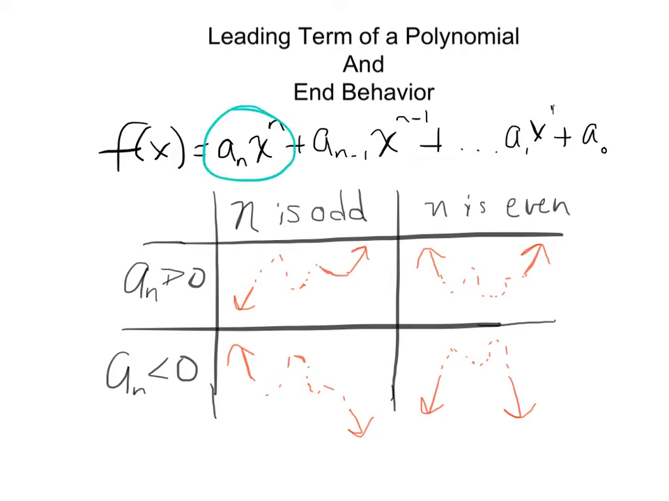So what we see here is if n, or the degree, is odd, we have the following cases. If n is even, we have these cases where the ends are both up or both down. And which case it is depends on whether the leading coefficient is a positive value or a negative value.